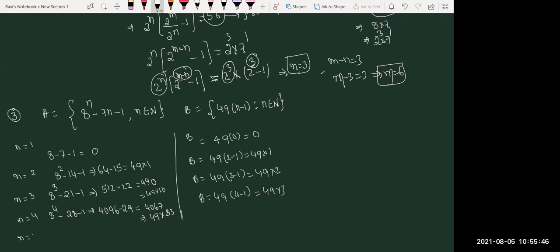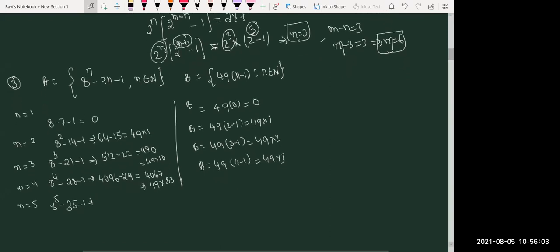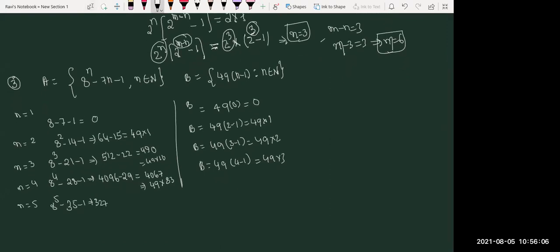N equal to 5: 8 power 5, and 7 fives are 35, minus 1. Try to find 8 power 5, which means 4096 into 8, you can multiply. 32768 minus 36 gives 32732. It is nothing but 49 into, how much will we get if we divide by 49? 668.